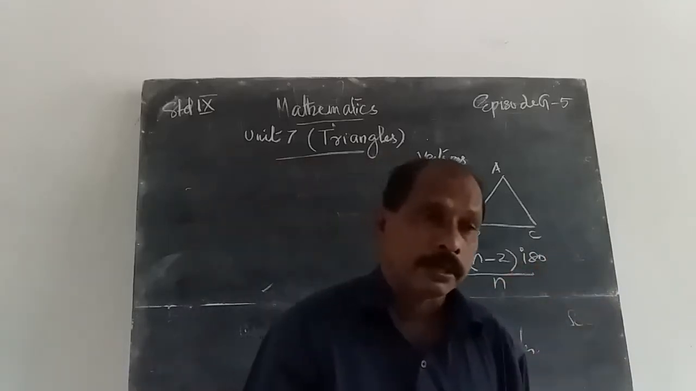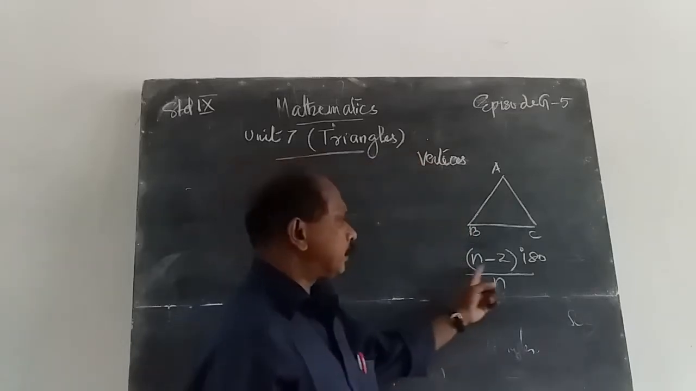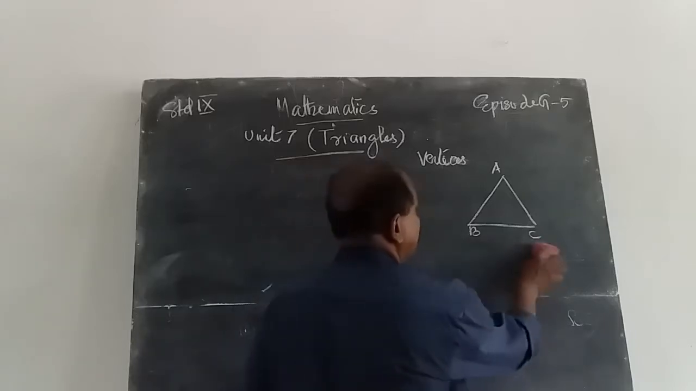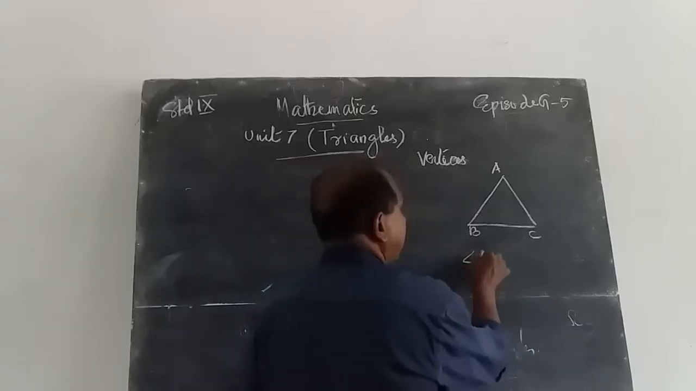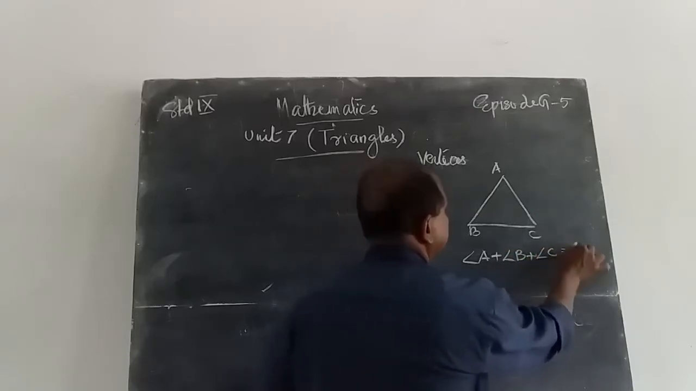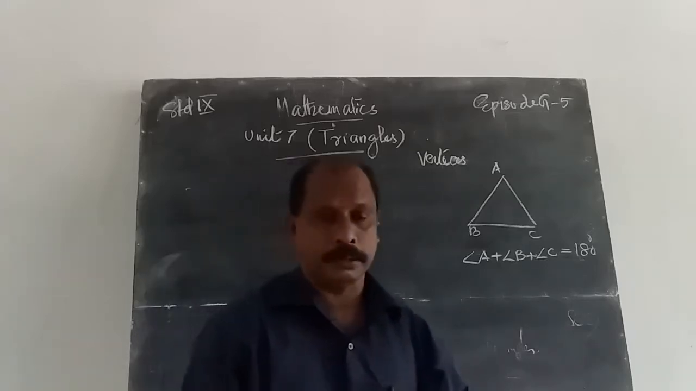For example, triangle, how many sides? 3 sides. Therefore, n is 3. What is 3 minus 2? 3 minus 2 is 1, into 180, 180. Therefore, angle A plus angle B plus angle C is equal to 180. That is the angle sum property of a triangle.